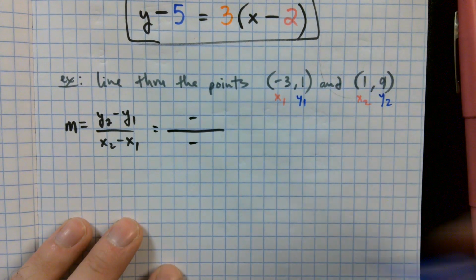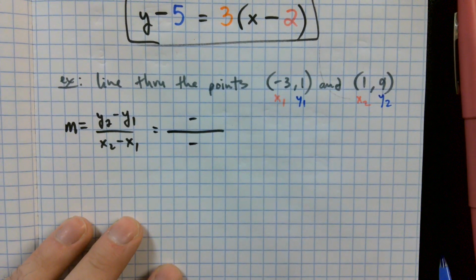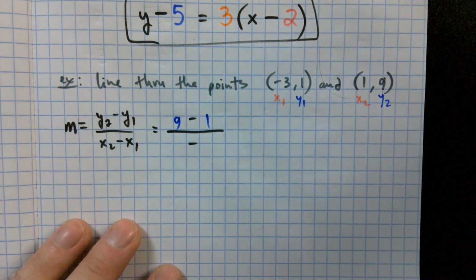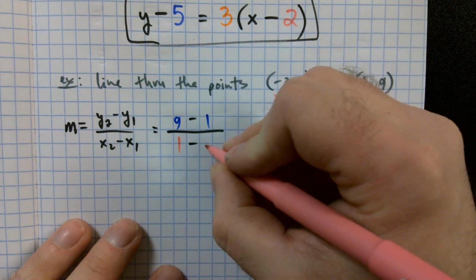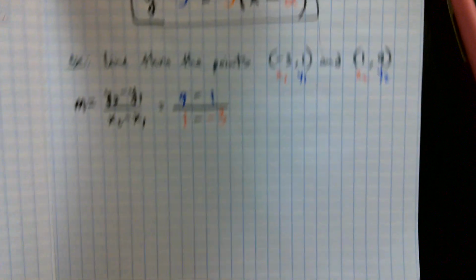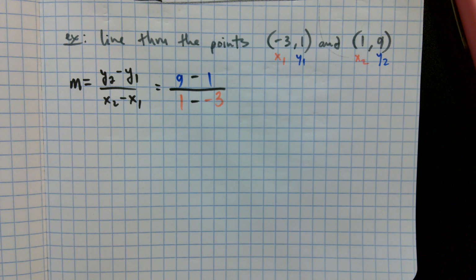So when I plug everything in, what does the top of my fraction look like? 9 minus 1. And the bottom is 1 minus -3. I'm going to take a moment right there, just to pause. Solve that out real quick. Find your m.